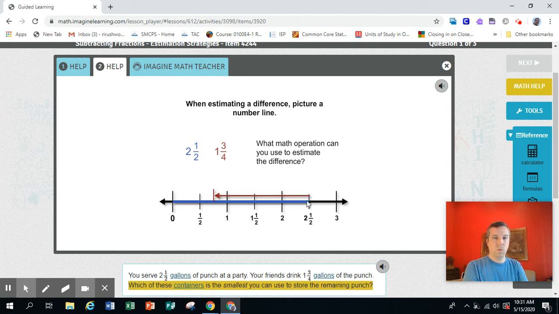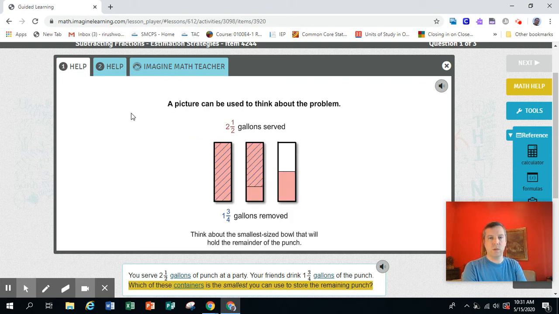So 1.5, which is 1/2, is 2/4. Now 1 3/4. So we're here. So the question is, what's the smallest container we need to hold this amount of punch right here? Or looking at it with this other model, which I think makes more sense since we are talking about containers of liquid. What's the smallest size container we need to hold this amount of punch plus this?